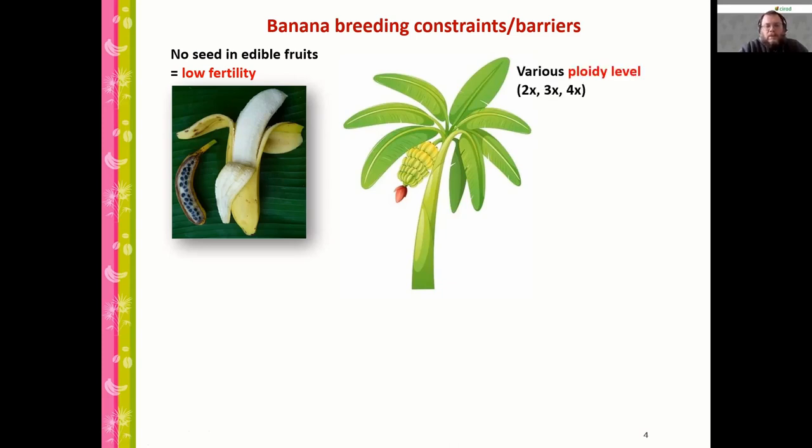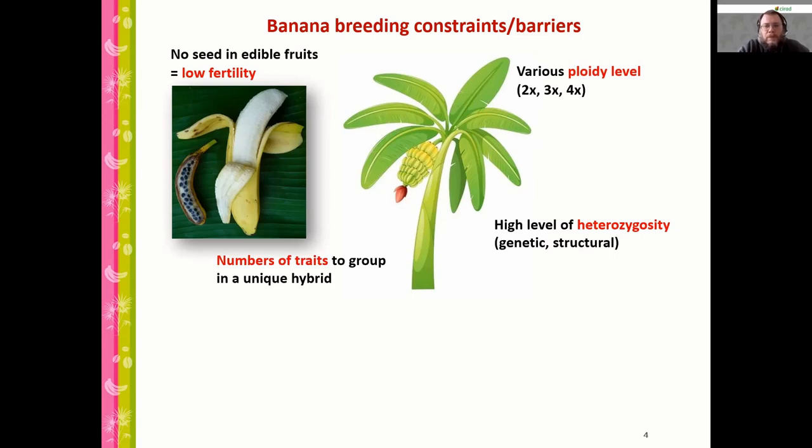We also have to work with various ploidy levels, as we have shown: diploid, triploid, or tetraploid parents. We have a high level of heterozygosity, genetic and structural heterozygosity, which could be a problem to have good results after crossing. And we have a lot of traits to group in a unique hybrid, which is also a real problem for us, to group all these traits in only one step.